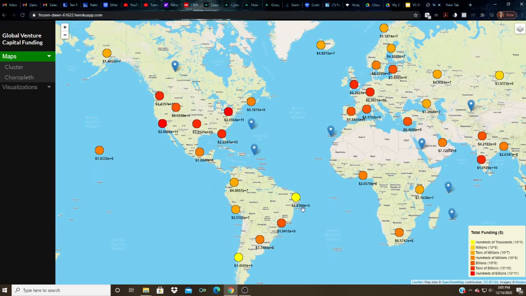So if you can see yellow, this is like 4.8 times 10 to the 5. So 10 to the 5 isn't that much. 10 to the 5 is about $10,000. So that's like $448,000.